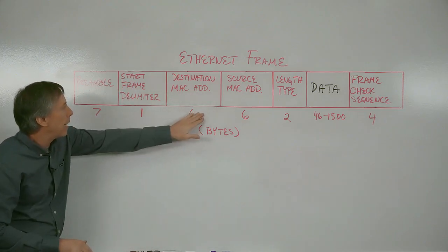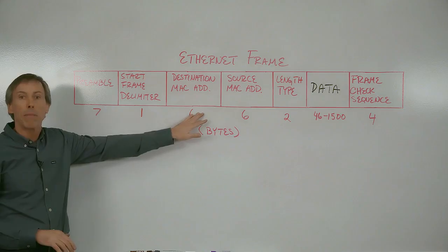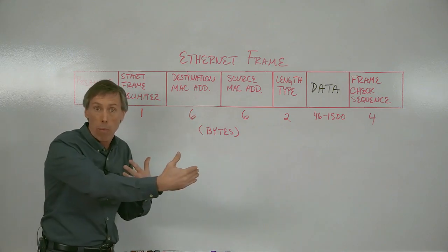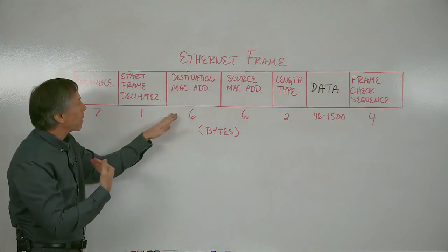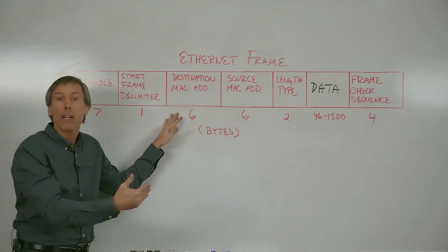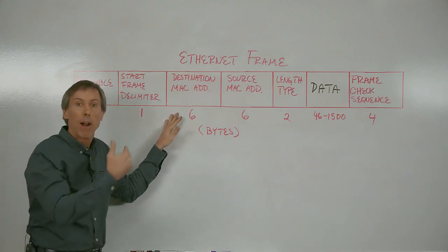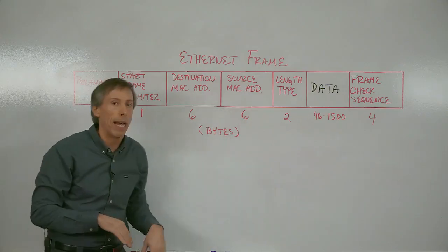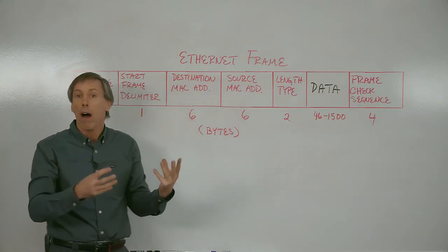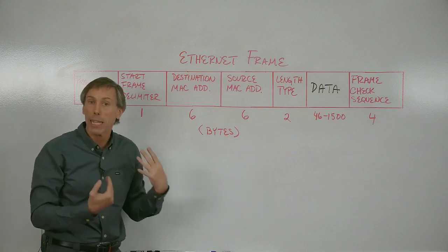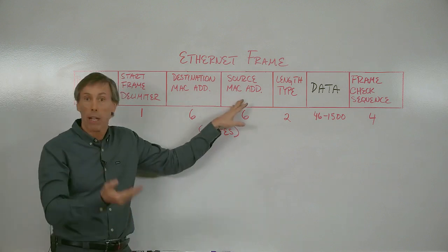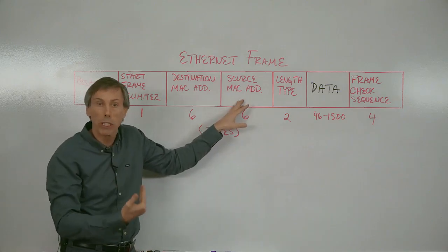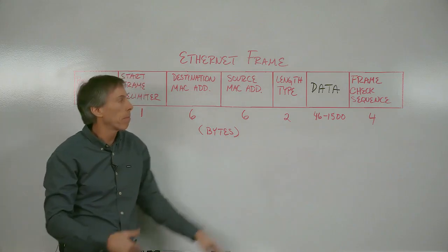Next, we have the destination MAC address. The destination MAC address is the MAC address of the destination on that network. So that's the MAC address of the NIC card where this Ethernet frame is going to on this network. The source MAC address is the MAC address of the device that originated this Ethernet frame. The MAC address of the network interface card, the Ethernet NIC, that originated this Ethernet frame.